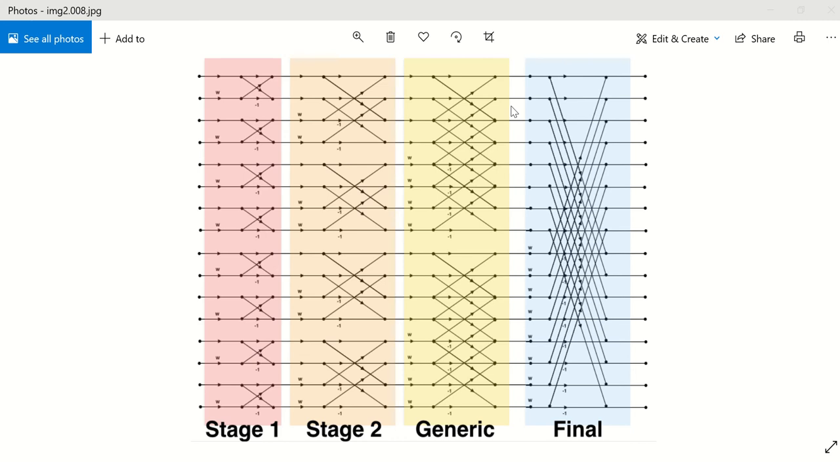The direct implementation of the discrete Fourier transform has a disadvantage of time complexity of order n square. That is resolved using an alternate implementation called fast Fourier transform. As the name says, it has very low time complexity compared to the direct implementation of the discrete Fourier transform.